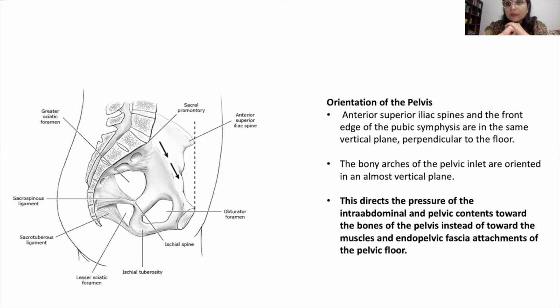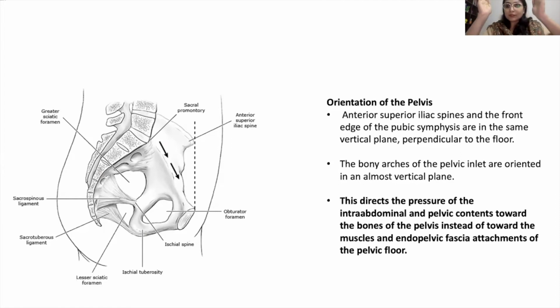Now, in a female, in the standing position, the pelvis is placed in such a way that the anterior superior iliac spines on both sides and the front edge of the pubic symphysis are in the same plane, that is perpendicular to the floor. This means that the pelvis is slightly bent downwards. Why is that? The bony arches of the pelvic inlet are oriented to almost a vertical plane. Now, what does this orientation do for a woman? This orientation directs the pressures of the intra-abdominal and pelvic contents towards the bones of the pelvis, instead of towards the muscles or the endopelvic fascial attachments of the pelvic floor.